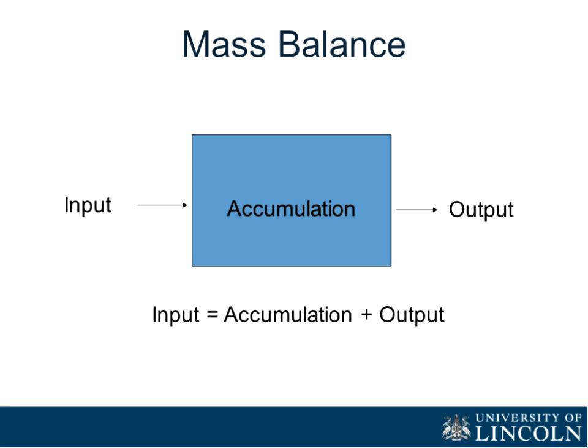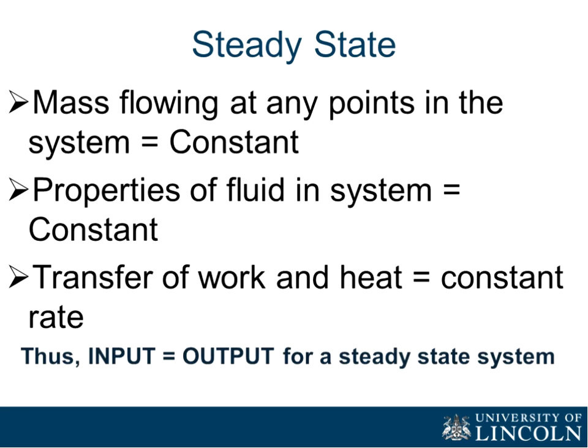Now, mass balance. We know that what is going in equals what is coming out, and if there's any accumulation in between, we know we have the accumulation. So we know that our input equals accumulation plus output. And we also talk about mass flowing at any point in the system.